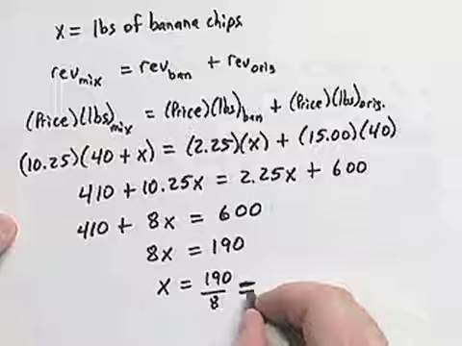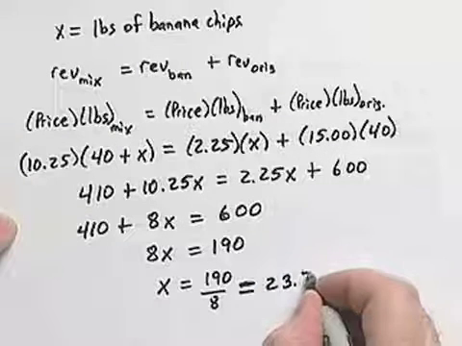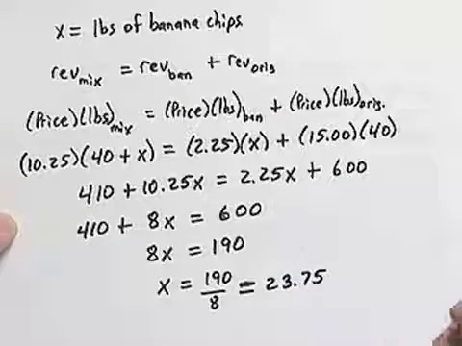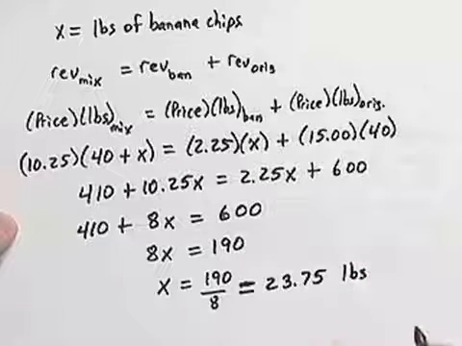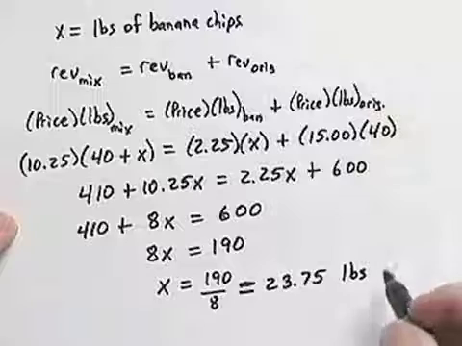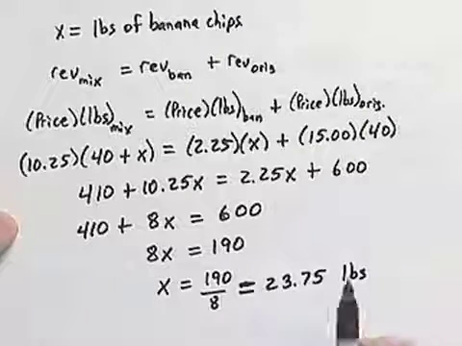which is equal to 23.75. And so the retailer needs to combine 23.75 pounds of banana chips with 40 pounds of the original mix to obtain the new mixture and still keep the revenue the same.